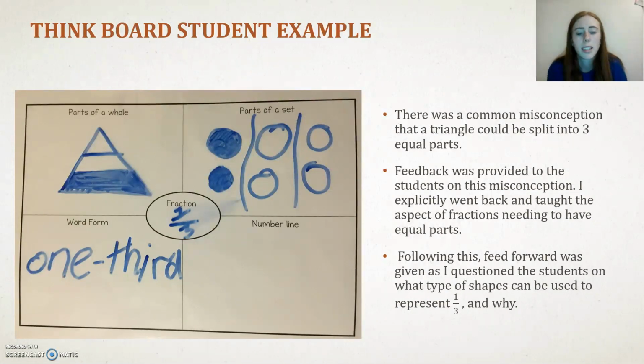There was a common misconception that a triangle could be split into 3 equal parts. Feedback was provided to the students on this misconception. I stopped the class and explicitly went back and taught the aspect of fractions needing to have equal parts. Following this, feed forward was given as I questioned the students on what type of shapes can be used to represent 1/3 and why that is.